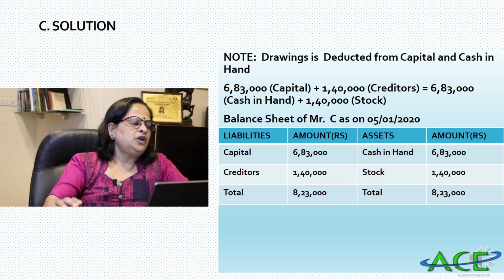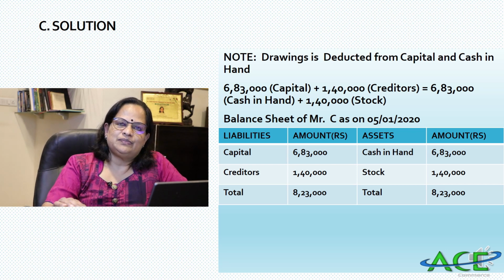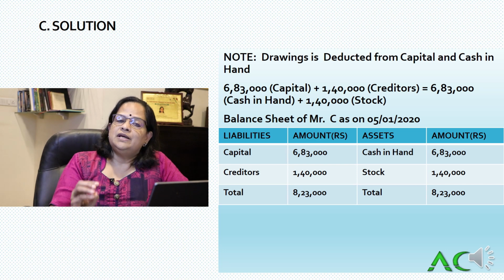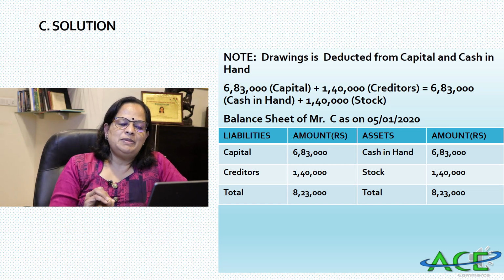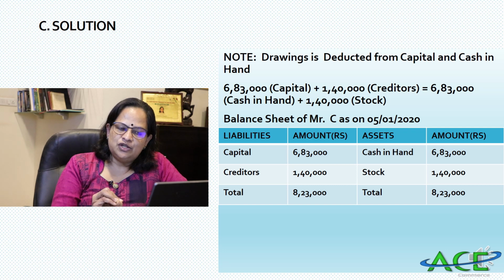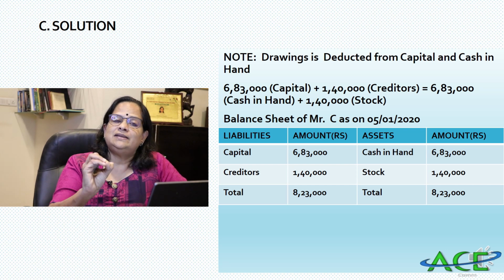Now you have to remember that third is drawings worth rupees 17,000. So drawings, you have to remember that it will be reduced from capital. It's proprietor's drawings. So it will be reduced from capital and it will be reduced from cash in hand. So what will be the change? Capital will reduce by 17,000. Cash in hand also will reduce by 17,000. So that is the change this transaction will make in the balance sheet equation.